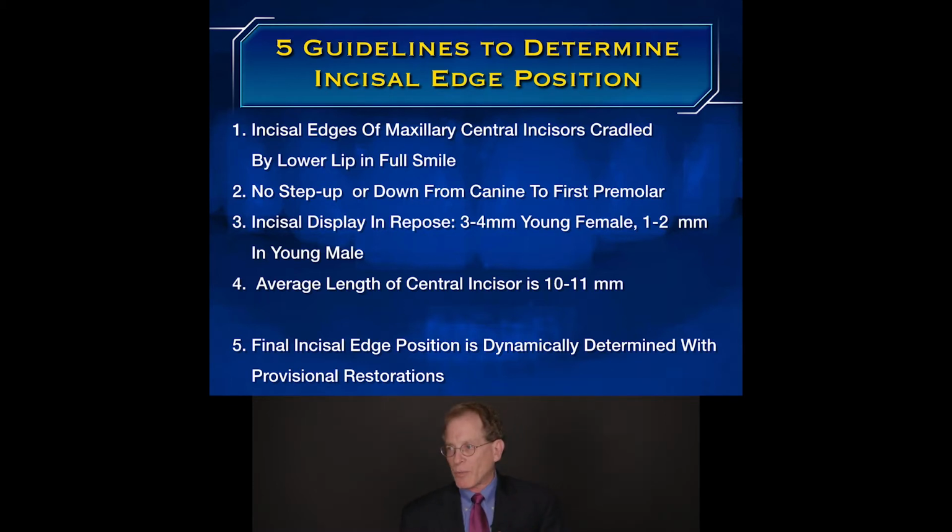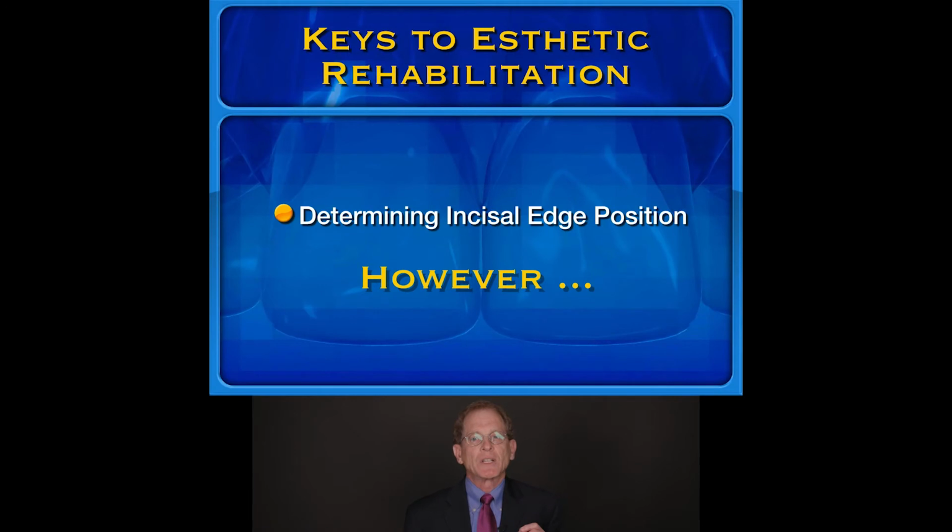And then finally, we want to make, obviously, the teeth anatomically correct, and we remember the average length of the central is 10 to 11 millimeters. We're going to do a diagnostic wax up based on these 4 guidelines. We're then going to trial the new position in the patient's head, either with provisionals or a mock-up. So, determining the incisal edge position is an incredibly important thing for me as a restorative dentist.